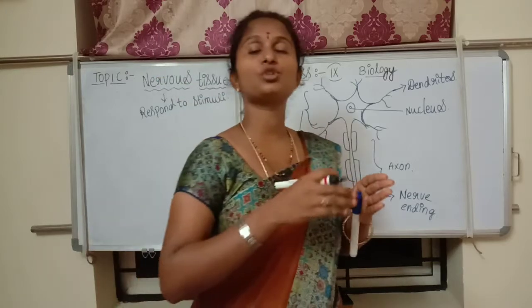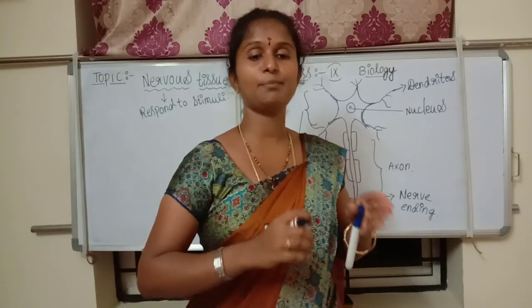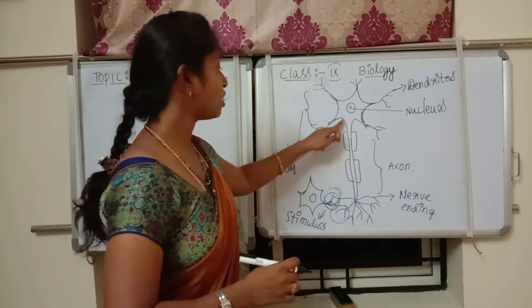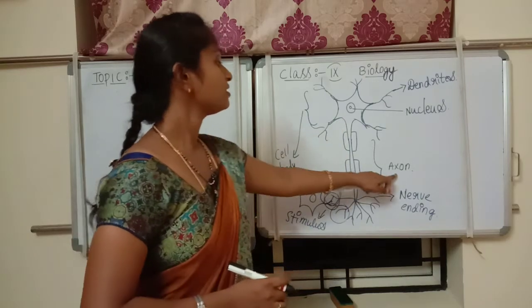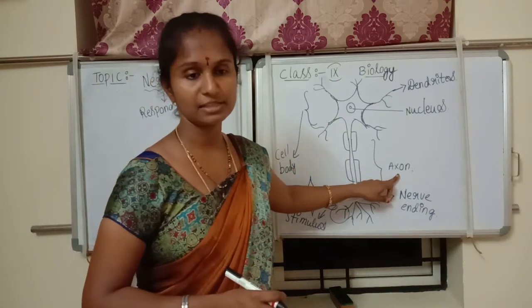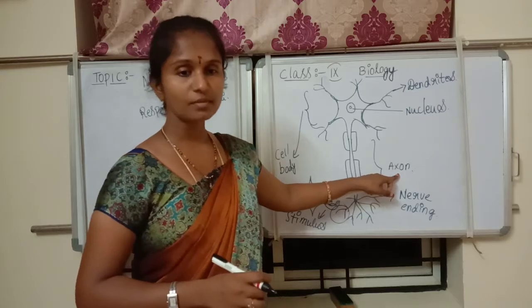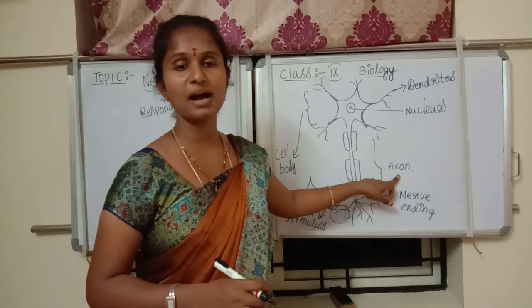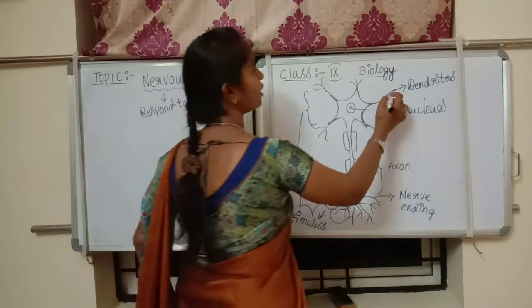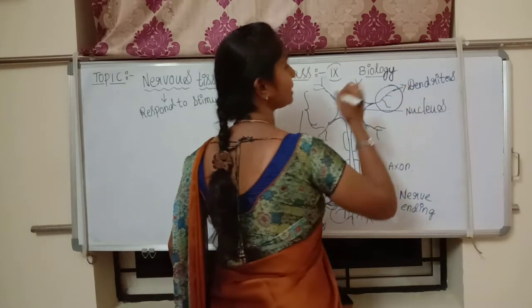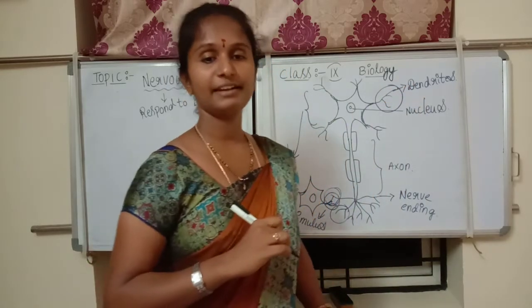Usually each neuron has a long elongated part. That long elongated part is nothing but the axon. And the short branched parts are called dendrites.